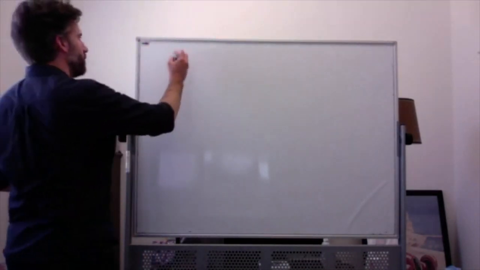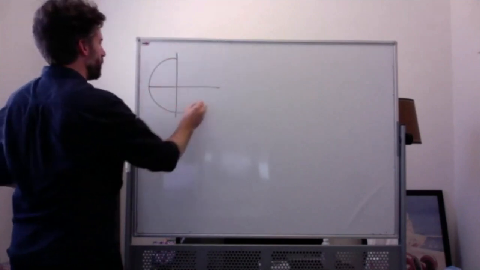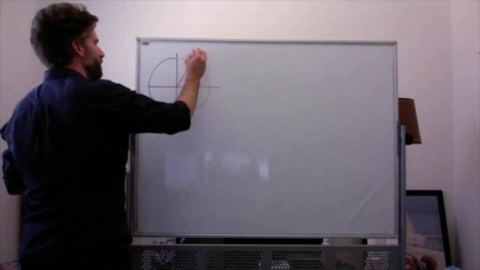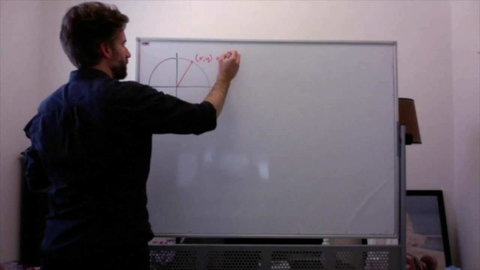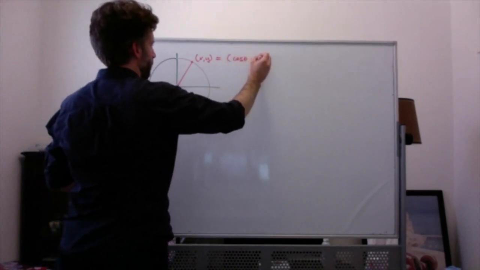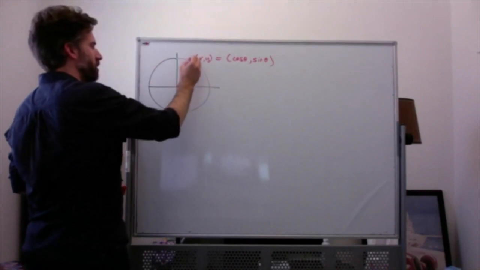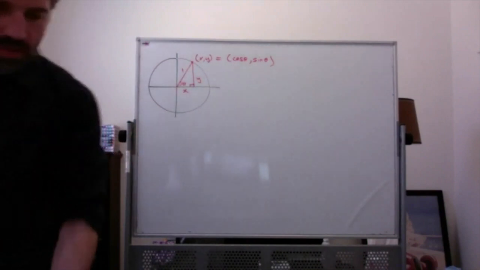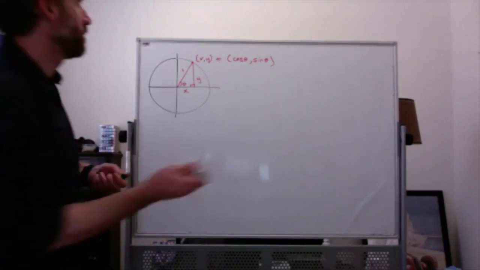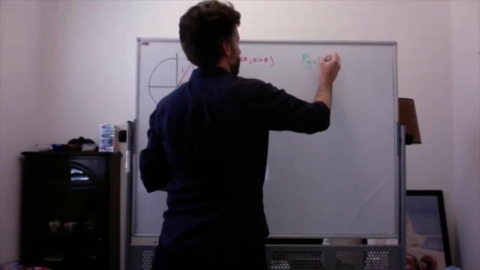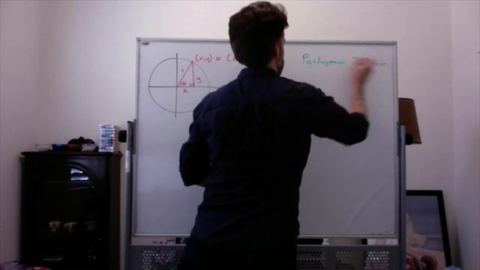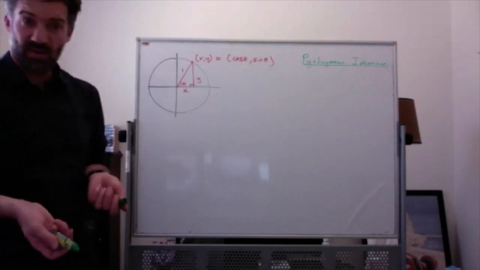So the other identities we have are what are known as the Pythagorean identities. And they get their name for good reason. So there's my angle, there's my triangle. The Pythagorean identities come from the Pythagorean theorem.